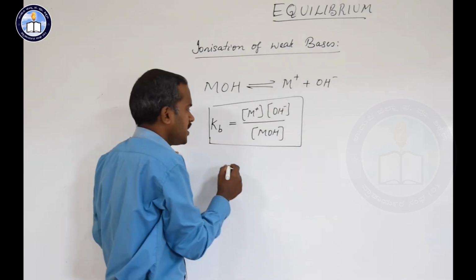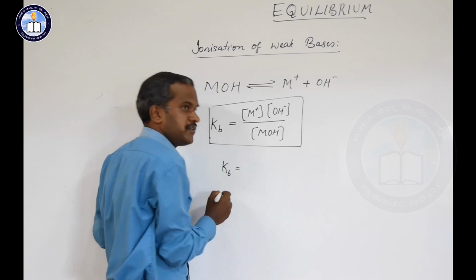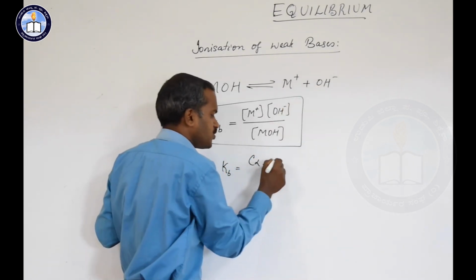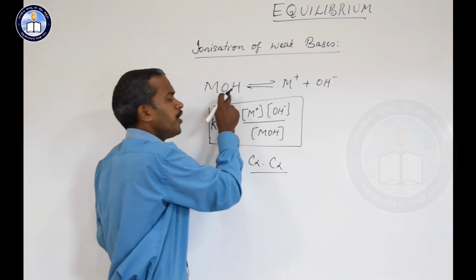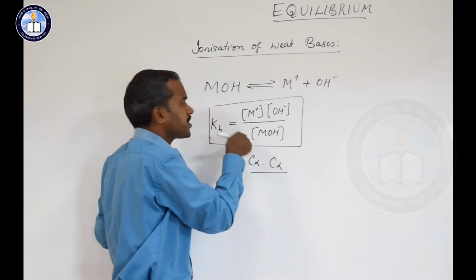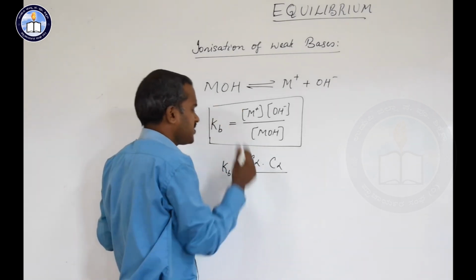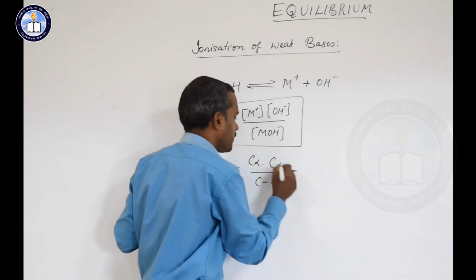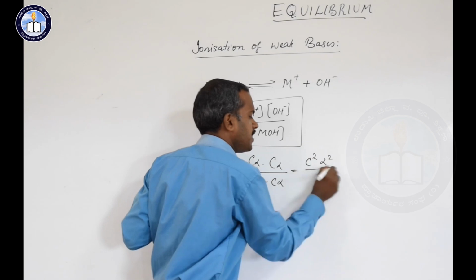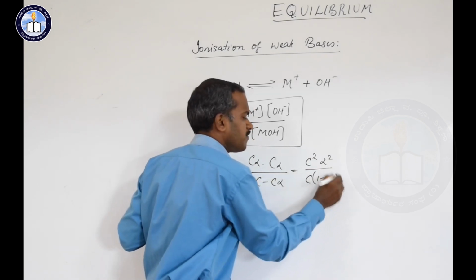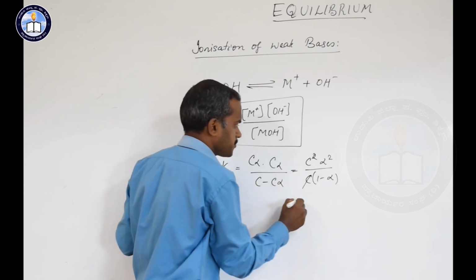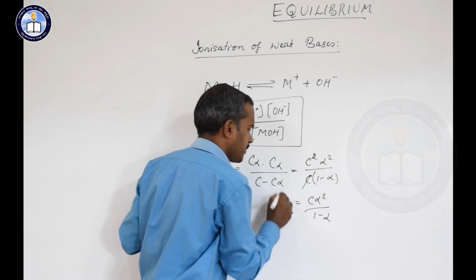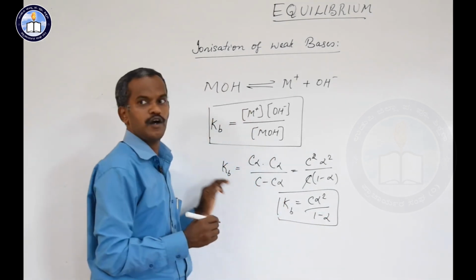So on that basis, if you substitute, we get Kb is equal to the concentration of M plus, C alpha, times OH minus, also C alpha, divided by MOH, which initially is C and at equilibrium is C minus C alpha. On simplification, it becomes C square alpha square divided by C into 1 minus alpha. Now the C gets cancelled and the expression remains C alpha square divided by 1 minus alpha. This is also an expression for the dissociation constant of a weak base.